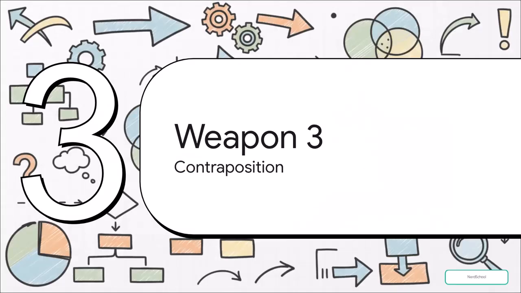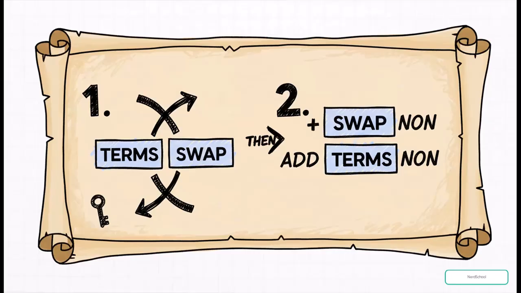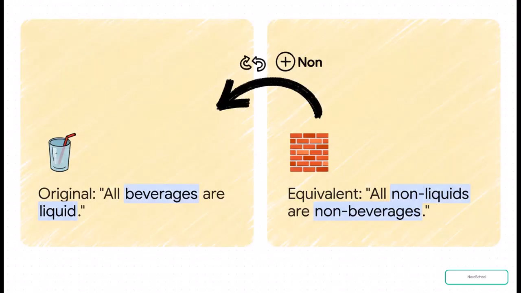Okay, time for our third and final weapon, contraposition. Now, this one is like a powerful combo move because it mixes ideas from the first 2 and it can solve some of the most confusing looking questions out there. So what's the combo? Well, contraposition does 2 things at once. First, just like conversion, it swaps the subject and predicate, but then, and this is the key part, it also adds non to both of them, turning them into their opposites. So the exam hack you need to lock in your brain is this: swap the terms, then add non to both. That's the mantra. A 2-part move that can really save you in a pinch.